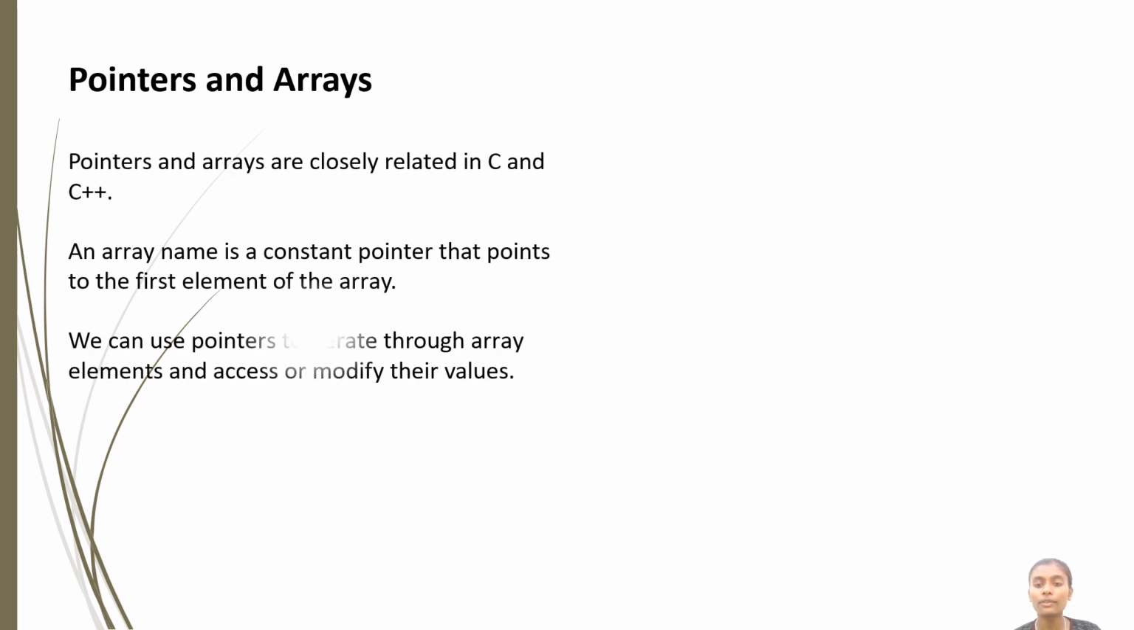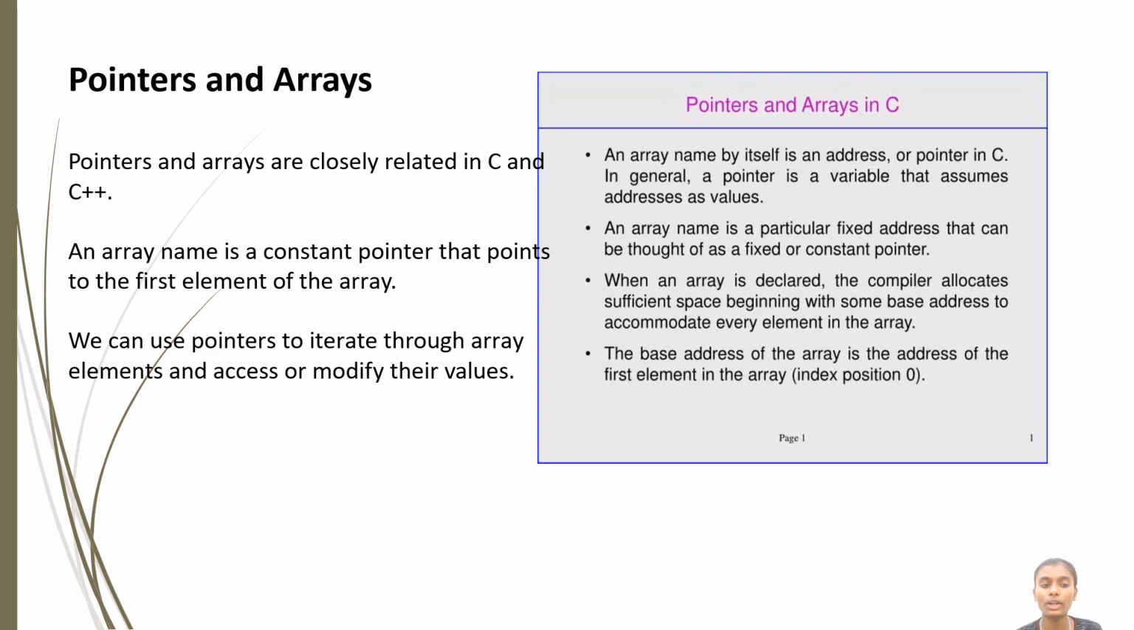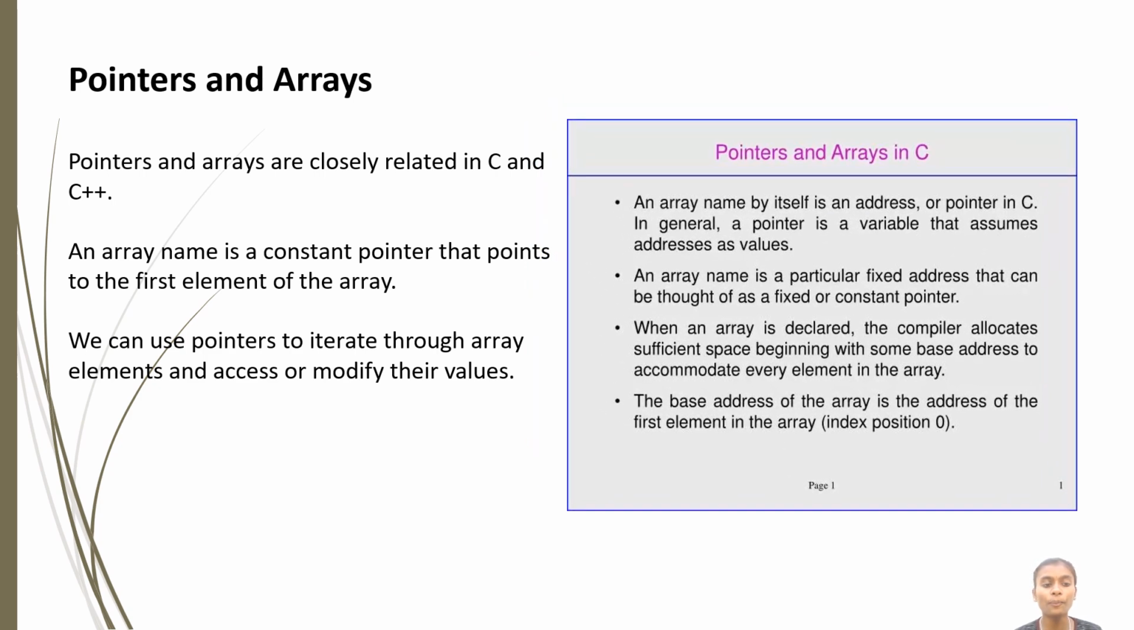Pointers and arrays. An array is defined as a collection of similar data types. A pointer is a variable which stores the address of another variable. The number of variables that can be stored is decided by the size of the array, while pointers can store the address of only a single variable. An array name by itself is an address or pointer in C. In general, a pointer is a variable that assumes an address as its value. An array name is a constant pointer that points to the first element of the array. We can use pointers to iterate through array elements and access or modify their values.